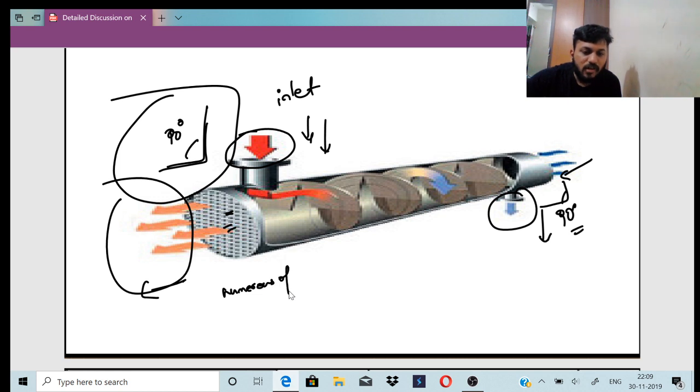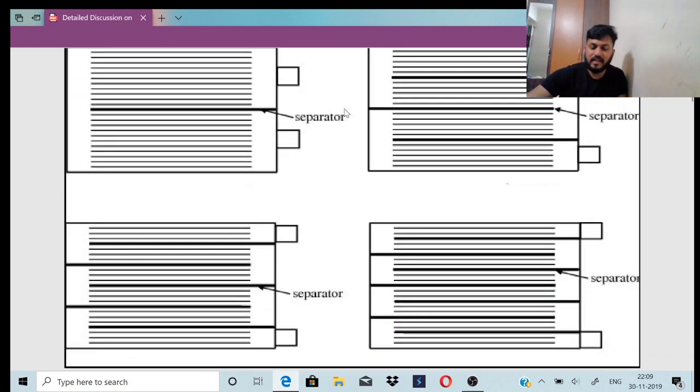Okay, they have numerous tubes present in them, and you can see how the flow happens. It happens in a cross manner. एक के ऊपर जाता रहता है flow. Okay, now let's see the sub.